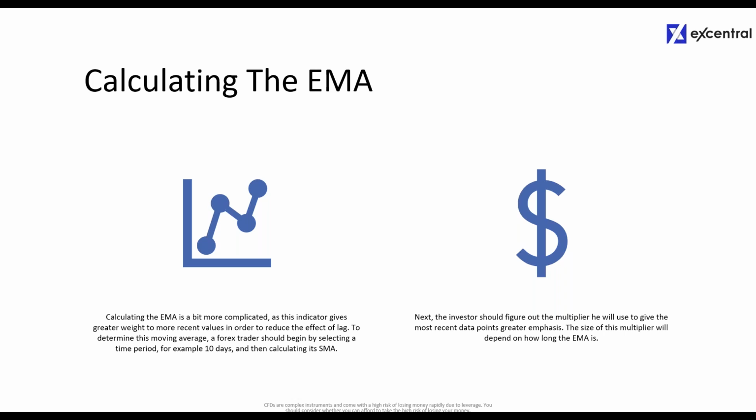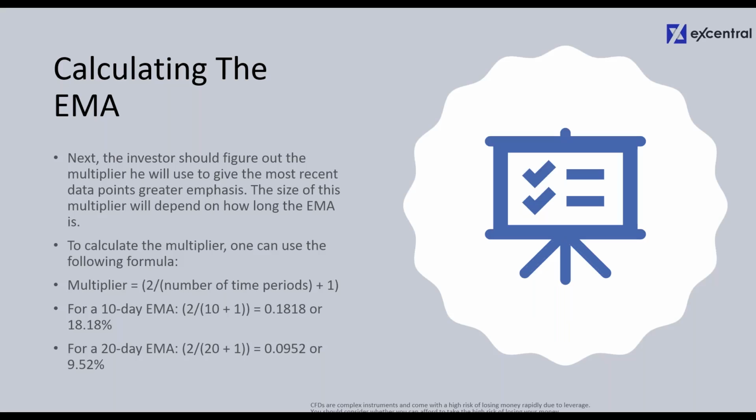To determine the moving average, a Forex trader should begin by selecting a time period, for example, a 10-day or 10 time period, and then calculating its SMA. Next, the trader should figure out a multiplier to give the most recent data point greater emphasis. The size of the multiplier depends on how long the EMA is, and it's a standard multiplier. To calculate the multiplier, one can use the following formula: the multiplier is 2 divided by the number of periods plus 1.